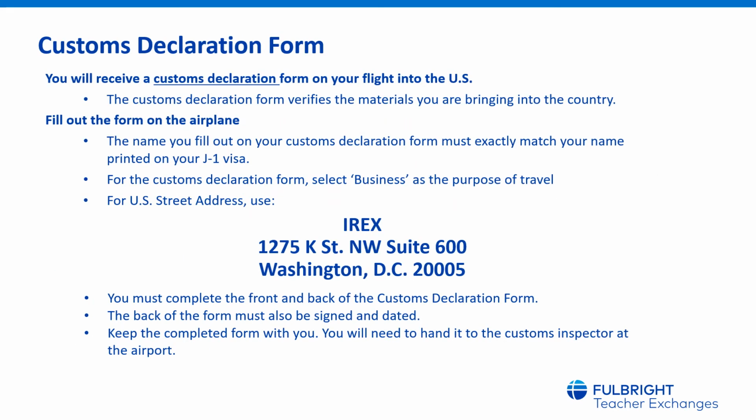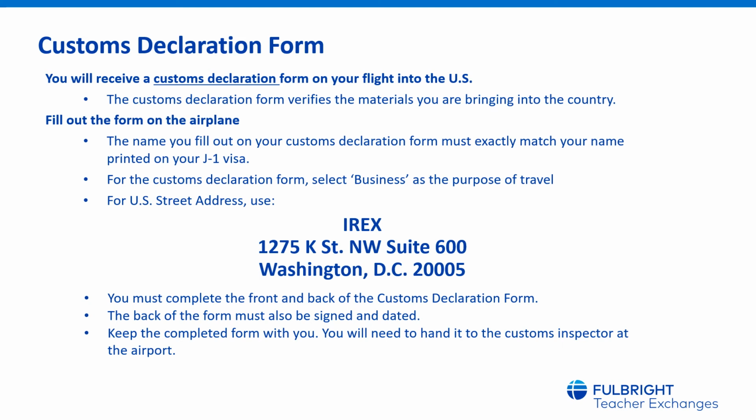On your flight or upon arrival to the U.S., you will receive a customs declaration form. The customs form verifies the materials you are bringing into the country. IREX encourages you to complete the form on the airplane. The name you fill on the customs form must exactly match your name as it is printed on your J-1 visa. The form will ask you your purpose of travel. Please select Business for this question.